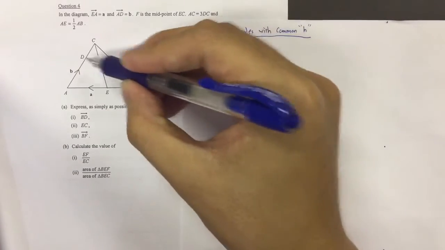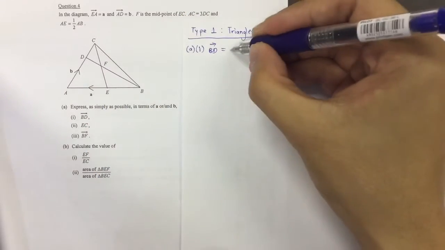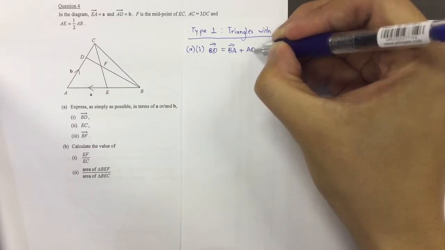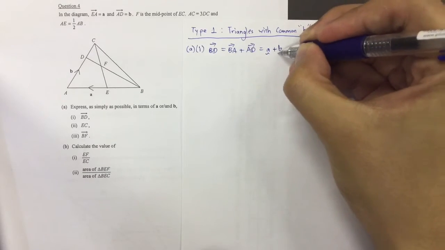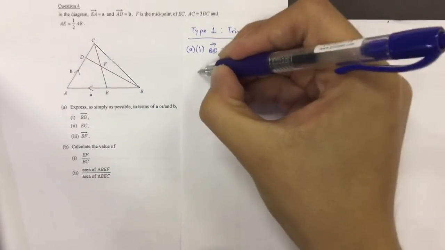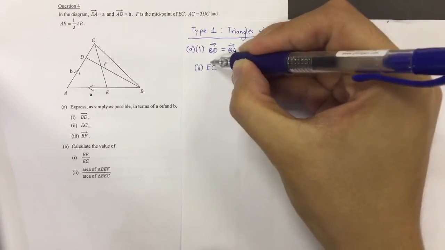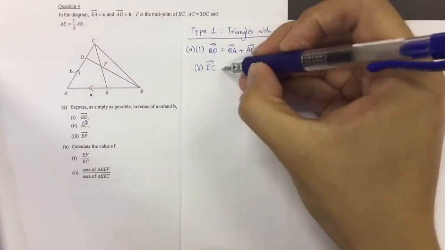Alright, B to D is actually quite obvious. It's actually just B to A followed by A to D. So it's expressed as the vectors A added to B. That's it. Now, second question, EC. I think they left out the arrow sign here. It should be a vector. Now, E to C.